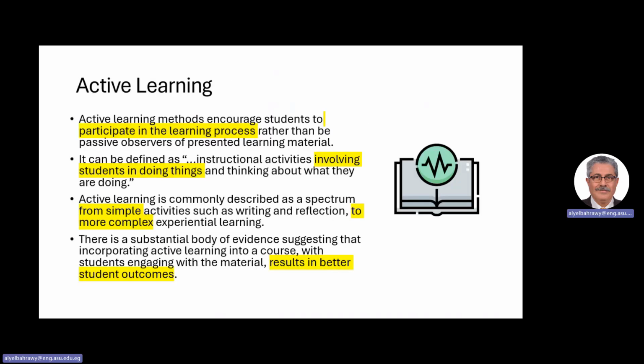Active learning encourages students to participate in the learning process, and it is defined as activities involving students in doing things and thinking about what they are doing. Active learning is commonly described as a spectrum from simple activities such as writing and reflection to more complex experiential learning. There is a substantial body of evidence suggesting that incorporating active learning into a course, with students engaging with material, results in better student outcomes.